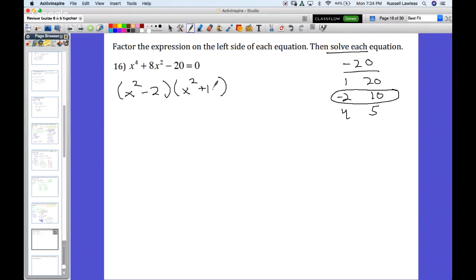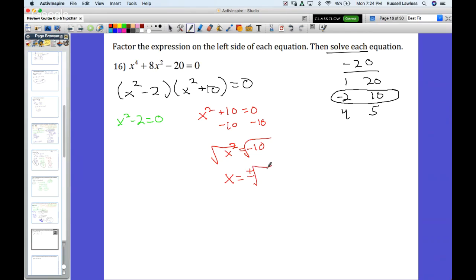And so what I'm going to do is, since this whole thing's equal to 0, we're going to get this x squared minus 2, set that equal to 0, get this x squared plus 10, set that equal to 0, and solve. So since I'm in the x squared plus 10, I'm just going to subtract 10 on both sides to get x squared is equal to -10. Take the square root of that value. So x is going to be plus or minus the square root of -10. But again, we can't have a -10 underneath the radical.